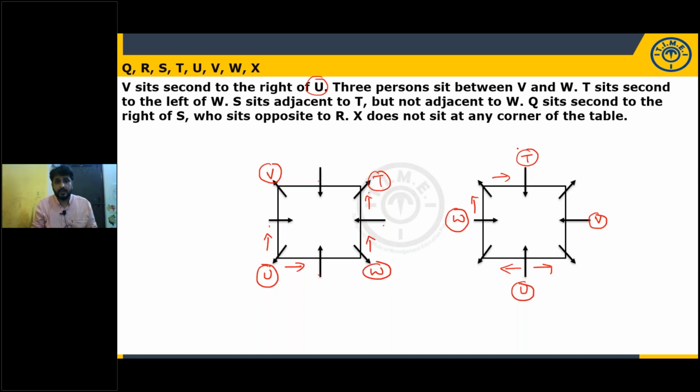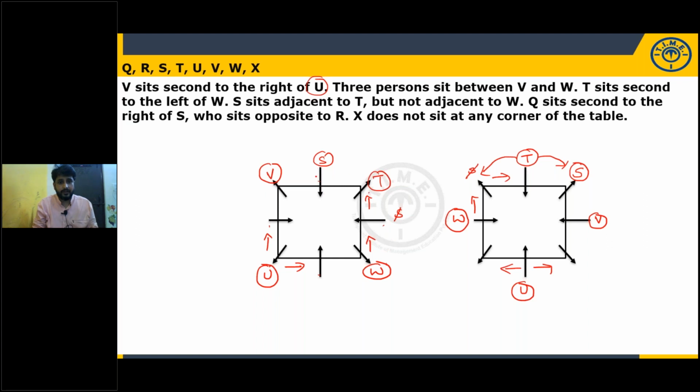S is adjacent to T, but not adjacent to W. So S cannot be here. S has to be here, because S has to be adjacent to T in one of these two positions. So S will be here. S cannot be here because S is not adjacent to W.